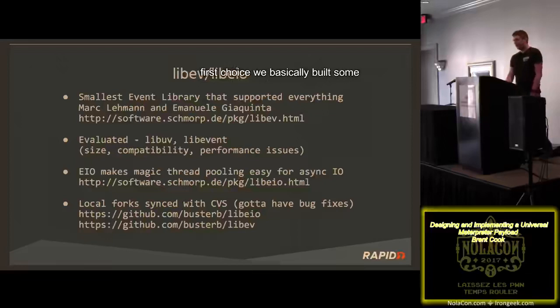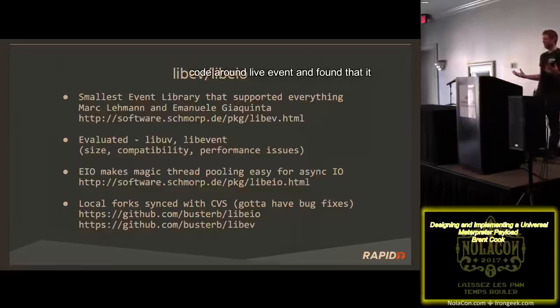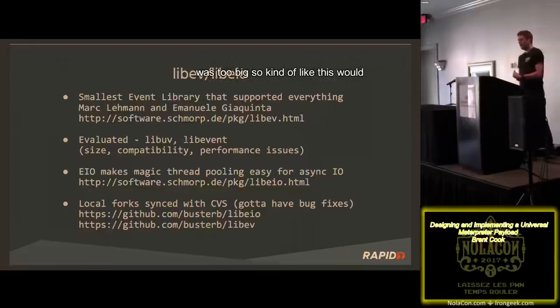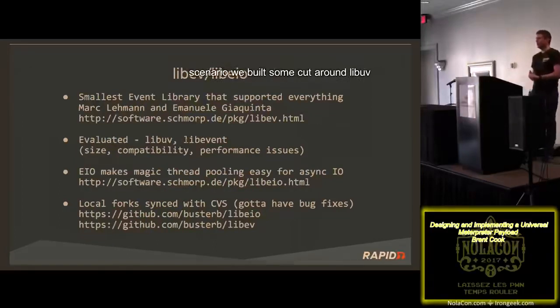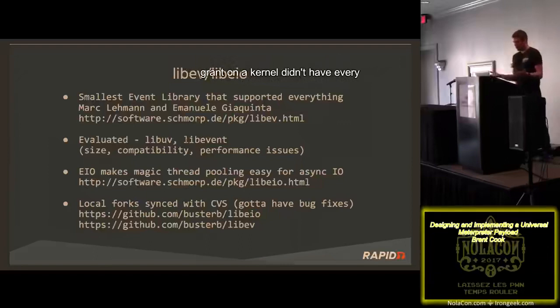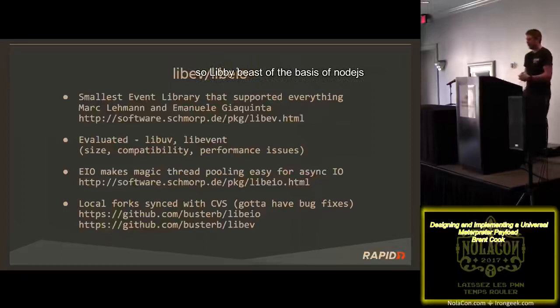We chose libev, not because it was our first choice. We built some code around libevent and found that it was too big. It's sort of a three bears scenario. We built some code around libuv and found that anytime you ran on a kernel that didn't have every feature it needed, it would blow up in a segfault. Libuv is the basis of Node.js. Libevent is all over the place. Libuv is a bit of an underdog. You actually have to download it over CVS to get a hold of it. But it turns out it's really, really good. It's very small, very compatible, and it runs on Windows, OS X, Solaris, HP-UX, IRIX, pretty much everything you'd want. It's pretty awesome.